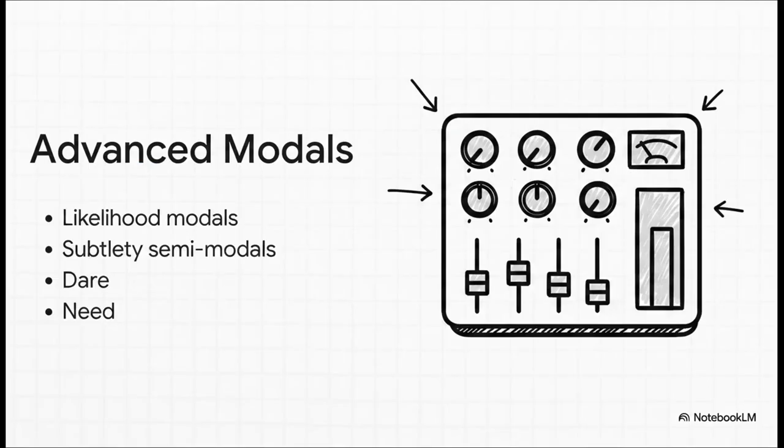Next up on the list, advanced modals and semimodals. Think of these as the tiny volume dials for your sentences. They let you tweak your exact attitude, your obligation, or your level of certainty. You really have to dig into words like dare and need. I mean, there's a very subtle but very real difference between asking, "Do we dare say anything?" and "Dare we say anything?" Mastering that difference gives you insane control over the nuance of your message.